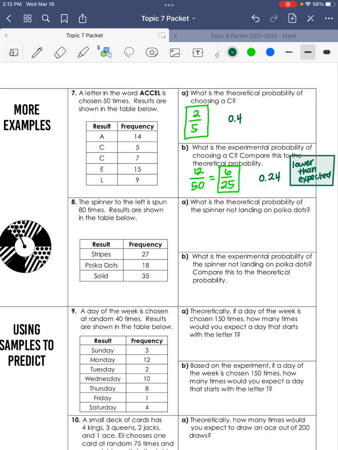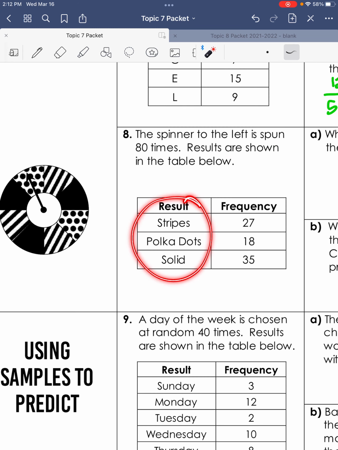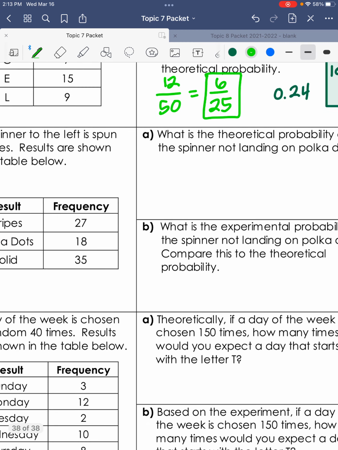Okay, let's move on to number 8. In number 8, it says the spinner to the left is spun 80 times. Results are shown in the table below. So we've got our results. What is the theoretical probability of the spinner not landing on polka dots? So that means it could land on stripes or solid, right? So of the 3 options, it's not landing on polka dots. So that leaves me with 2 of the 3 options, right? So 2 out of 3.